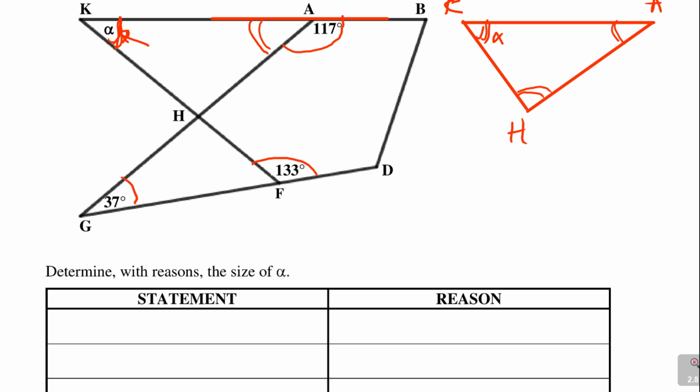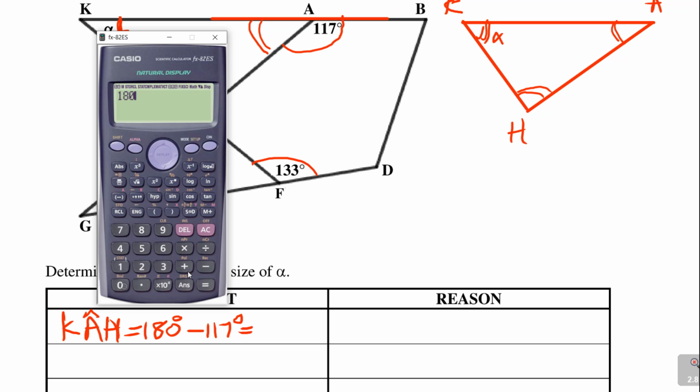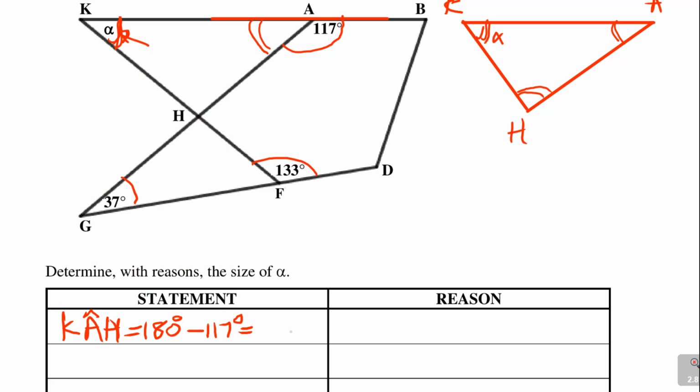Let's start there to say angle KAH is equal to 180 degrees minus 117. Which is equal to what? 180 degrees minus 117. Remember, 180 degrees minus 117, which is equal to 63.